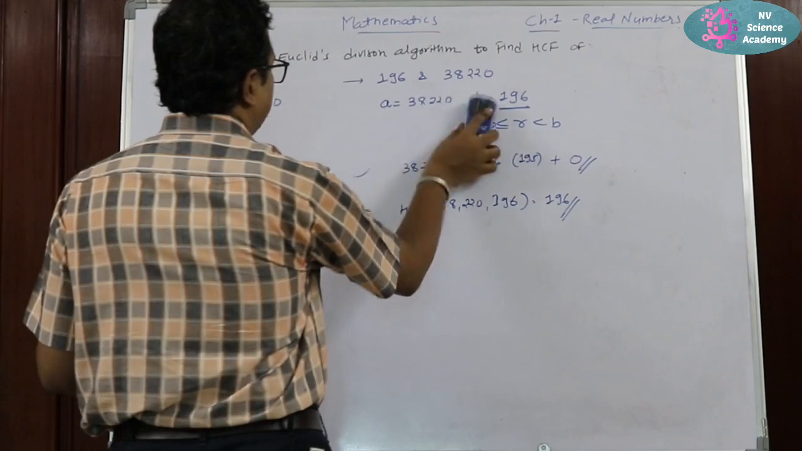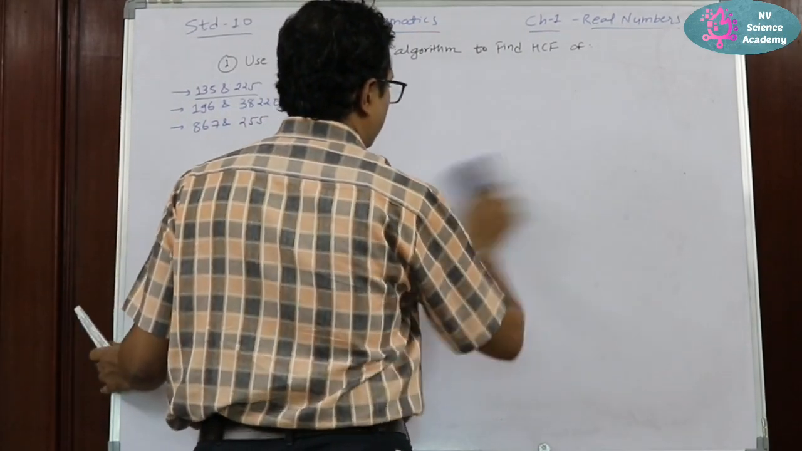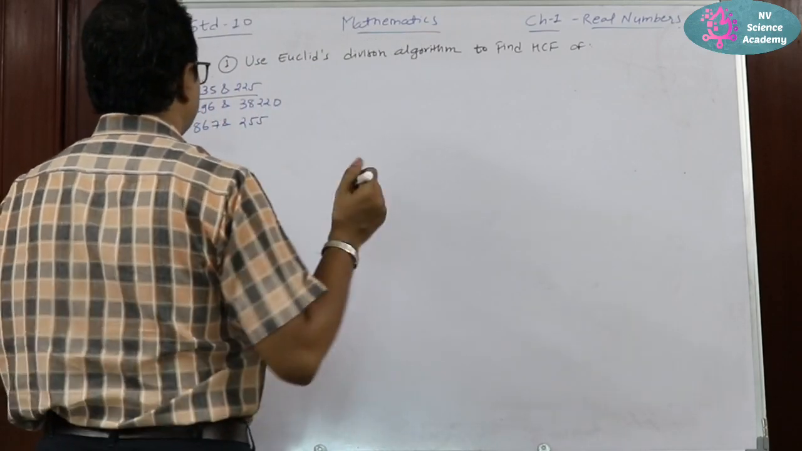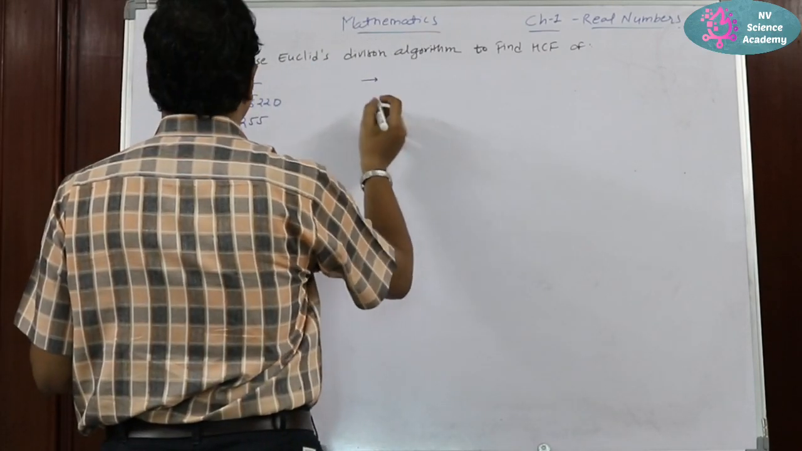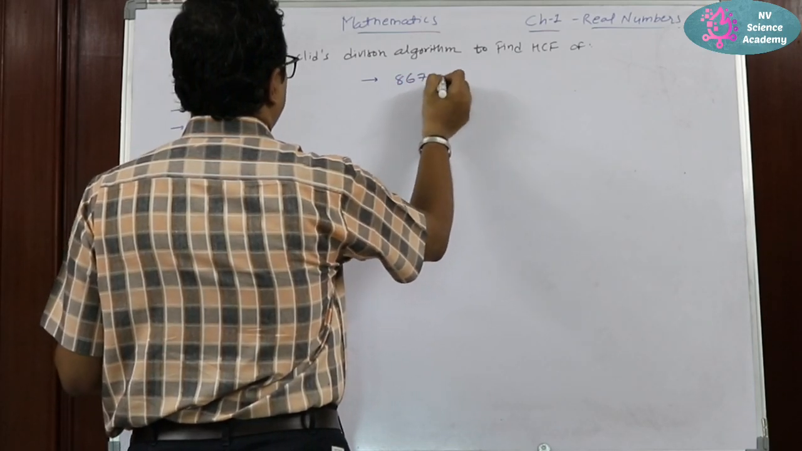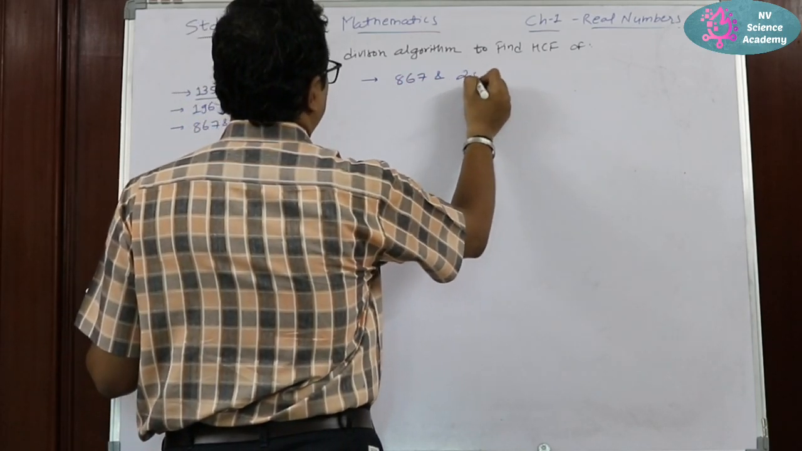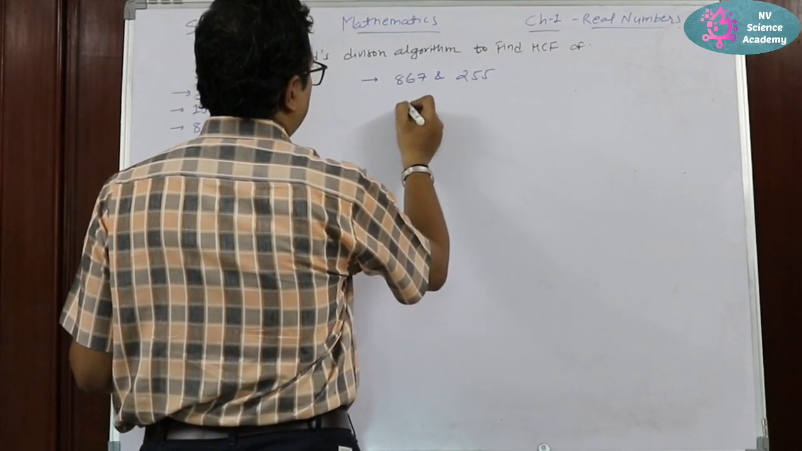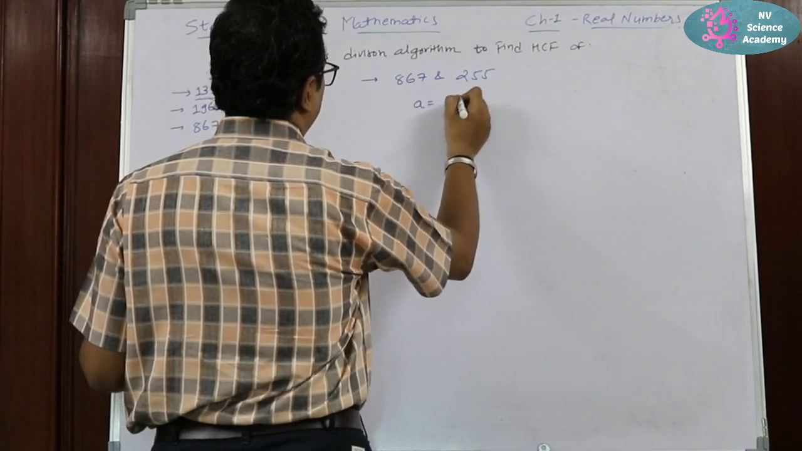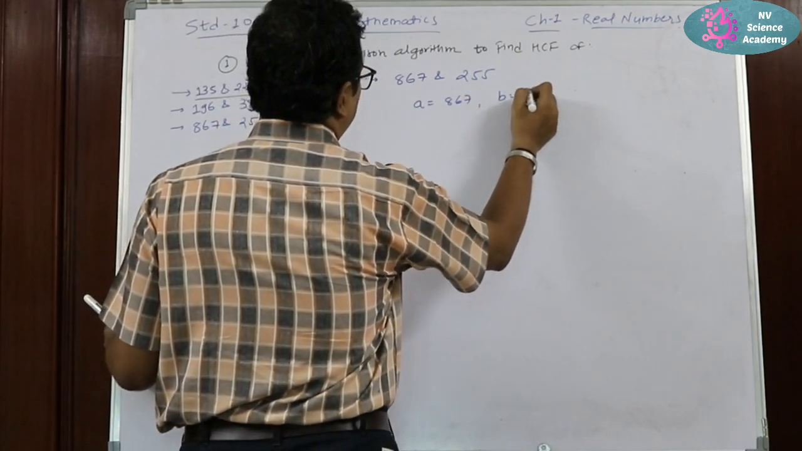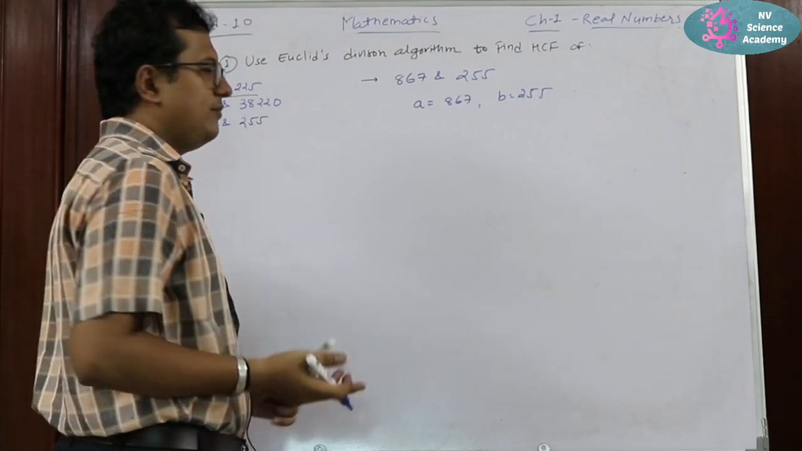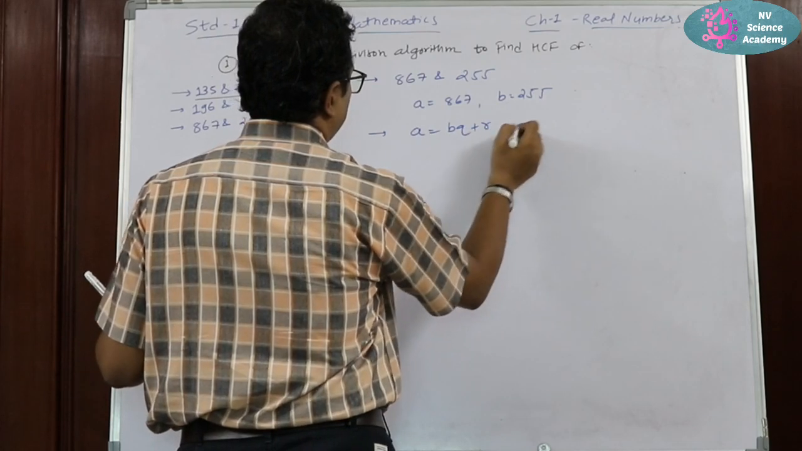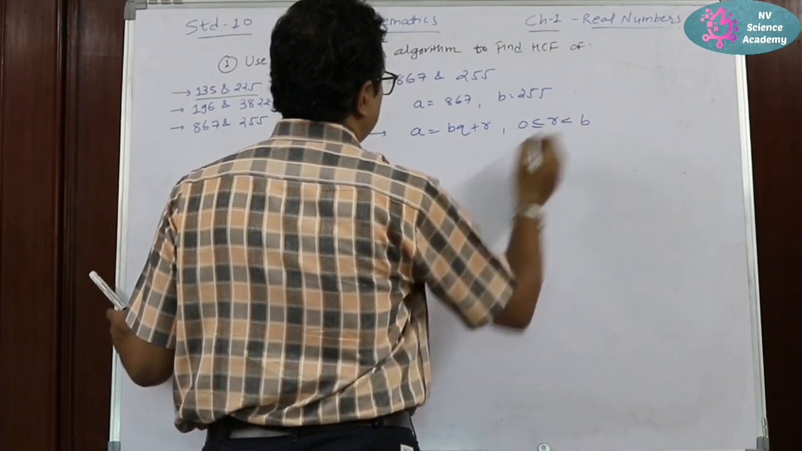Now example number 3. Example number 3 is 867 and 255. Again we have to derive the value of A and B. So A is equal to 867 and B is equal to 255, because A should be greater than B. Again I am going to write down the equation. A is equal to BQ plus R, where 0 is less than or equal to R less than B.